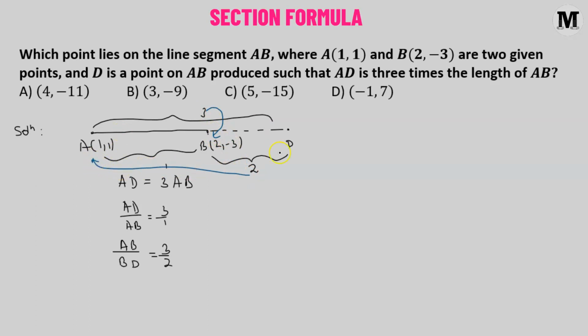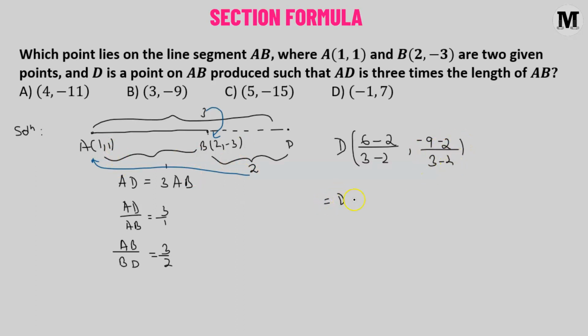So let's apply the external section formula to obtain the coordinates of point D. To find the x coordinate, we take 3 and multiply it with the x coordinate of B, so that's 6. Then we take 2 and multiply with the x coordinate of A, so that's 1. Since it's an external section formula, we subtract 2, divided by 3 minus 2, the difference of the ratios. To find the y coordinate, we take 3 and multiply it with -3 to get -9. Then we do subtraction, here we have 2 times 1, so that's -9 minus 2 divided by 3 minus 2.